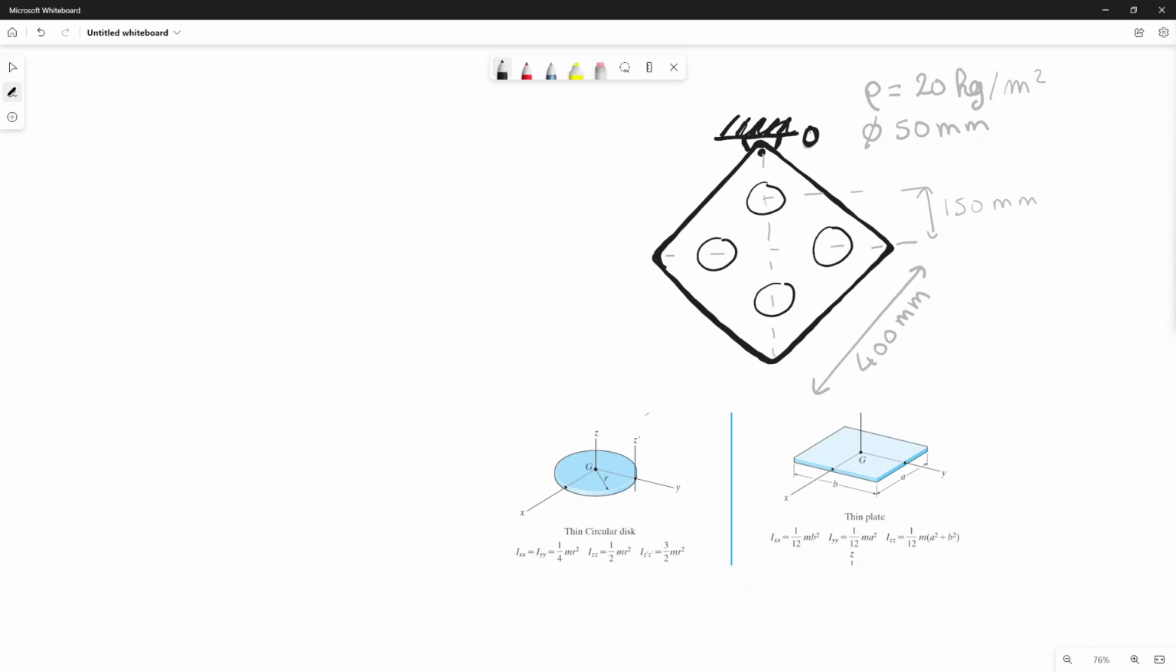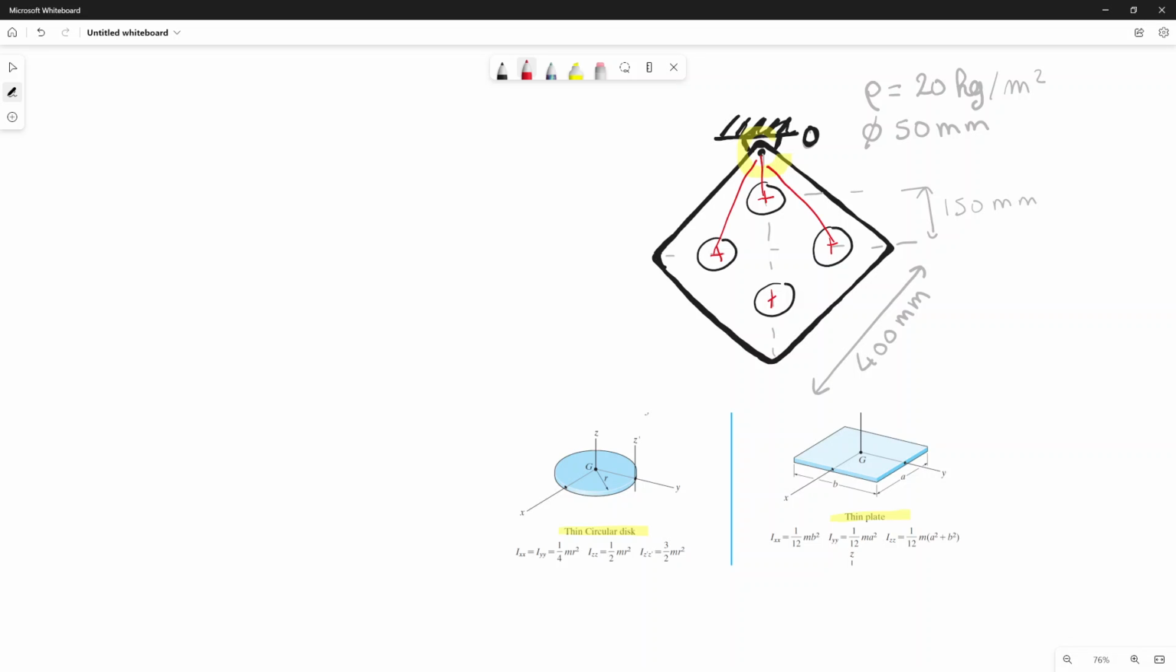Okay, we are working on this example of mass moment of inertia. You see this plate is made of a square, so that's why I took the mass moment of inertia of a thin plate and 4 circular discs. We want the mass moment of inertia about O, so about this axis there. Maybe we can think first about finding the moment about each center of the disc and move it to O.